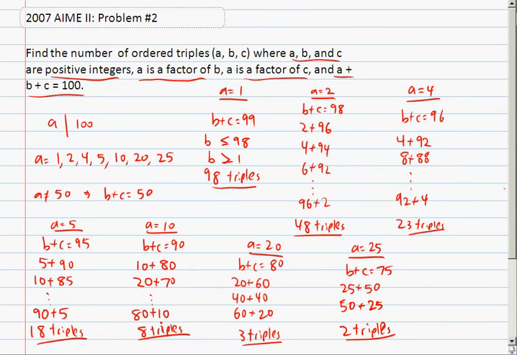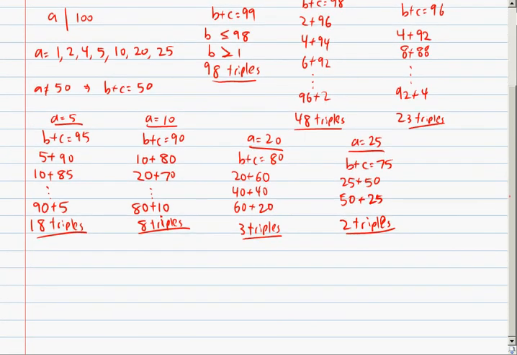So, as asked in the original problem statement, we must find the number of ordered triples A, B, C. So we have to take all the values that we obtained from each case, aka each value of A, and then all we have to do is simply add them up. And that adds up to 200 triples total.